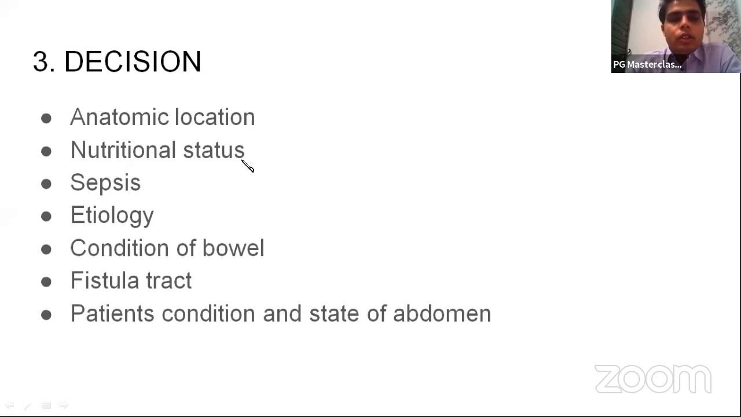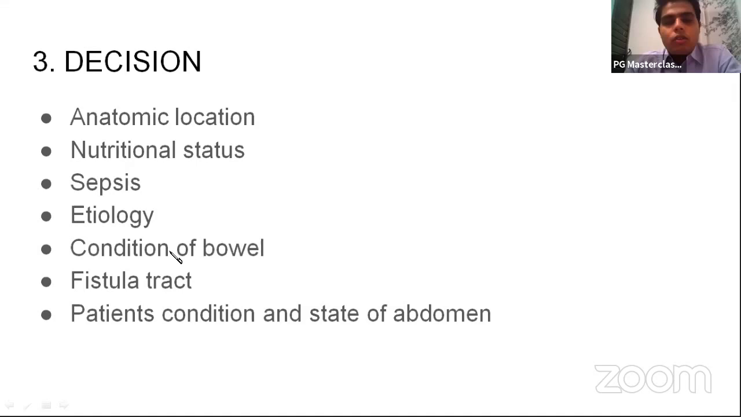And the nutrition status of the patient. In the well-nourished patients, spontaneous fistula closure is likely. In the malnourished patient, presence of sepsis prevents the spontaneous closure of the fistula. And the etiology of the fistula. In case of fistula secondary to diverticulitis and the postoperative, iatrogenic fistula, it closes spontaneously. And in case of Crohn's disease or malignancy, until the underlying cause is removed, the fistula does not close.